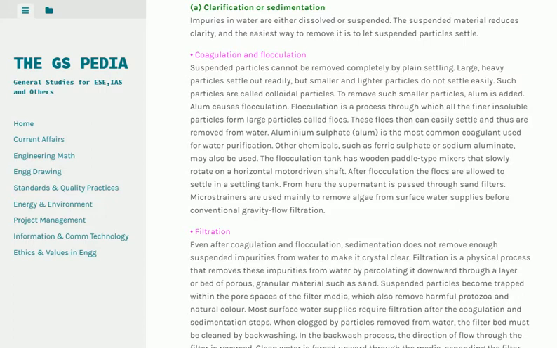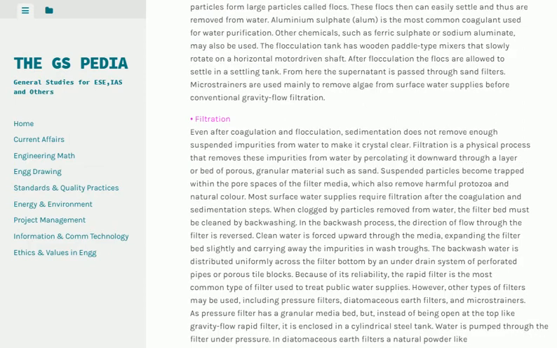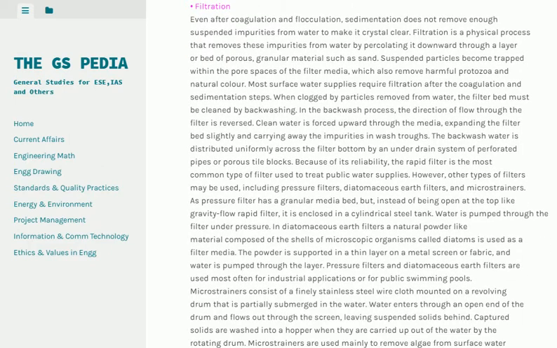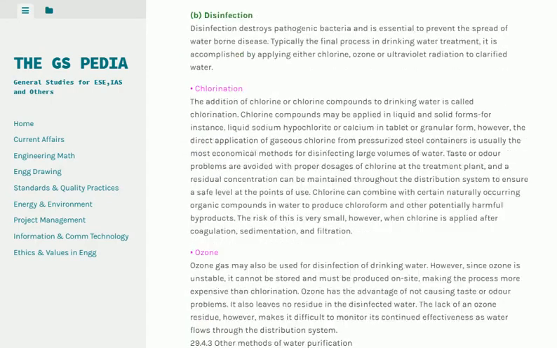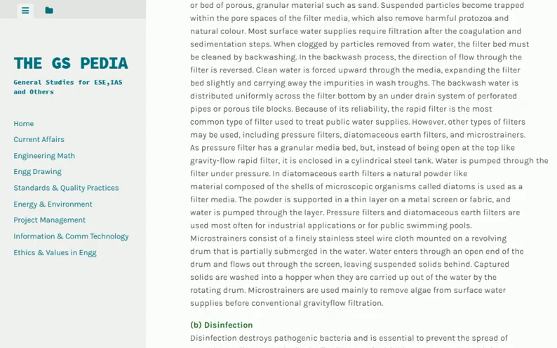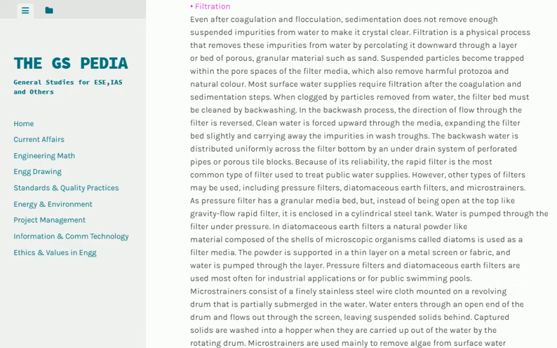Even after coagulation and flocculation, sedimentation does not remove enough suspended impurities from water to make it crystal clear. Filtration is a physical process that removes these impurities from water by percolating it downward through a layer or bed of porous, granular material such as sand. Suspended particles become trapped within the pore spaces of the filter media, which also remove harmful protozoa and natural color.